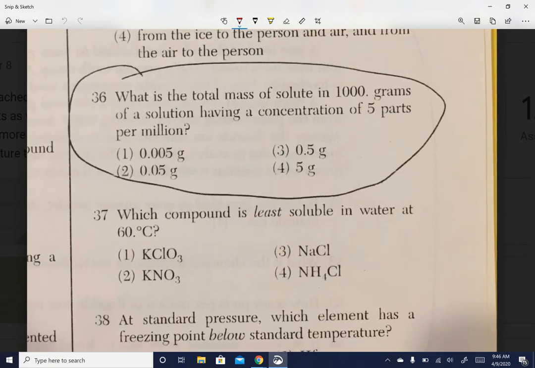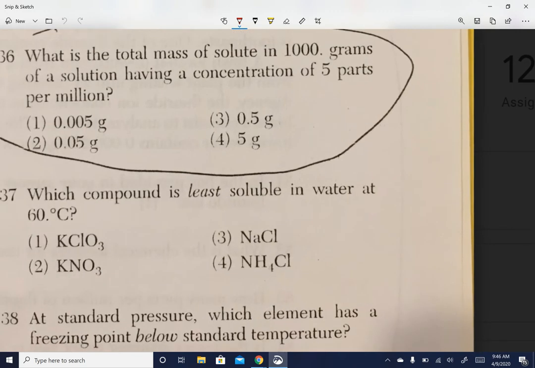What is the total mass of solute in 1,000 grams of solution having a concentration of 5 parts per million? Remember, ppm equals grams of solute over grams of solution times a million, right? So the 1,000 grams goes on the bottom. The 5 goes here. We'll call it X here. So we're going to go 5 equals X over 1,000 all times a million.